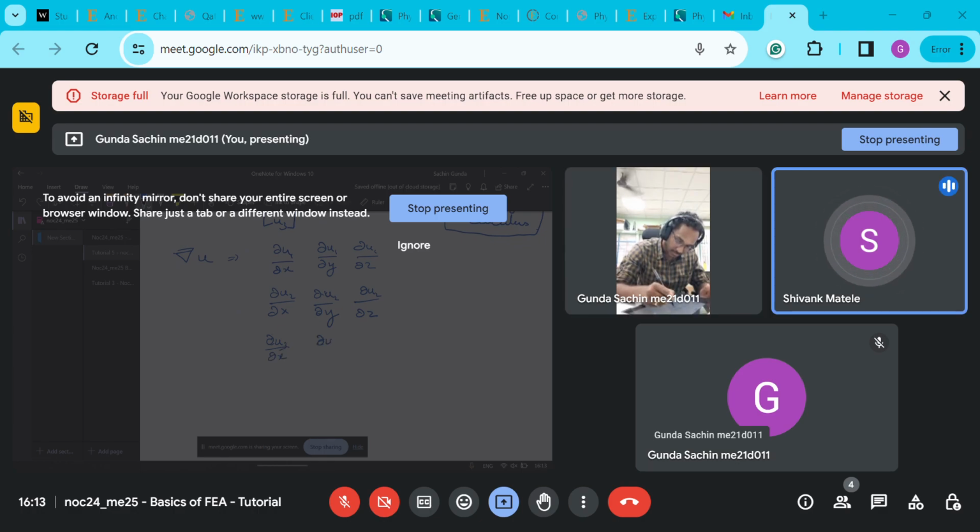I think when we do this gradient, we will get del u1 by del x plus del u2 by del y, because we are taking dot product, so I multiplied i and then j multiplied.